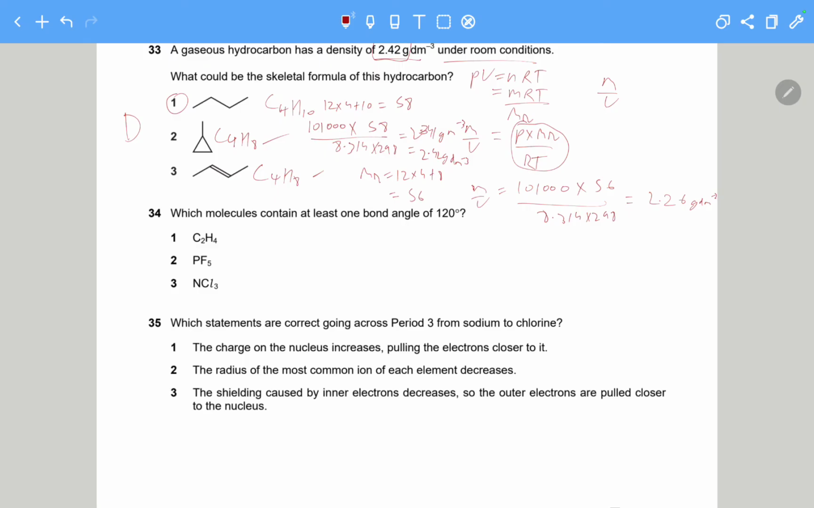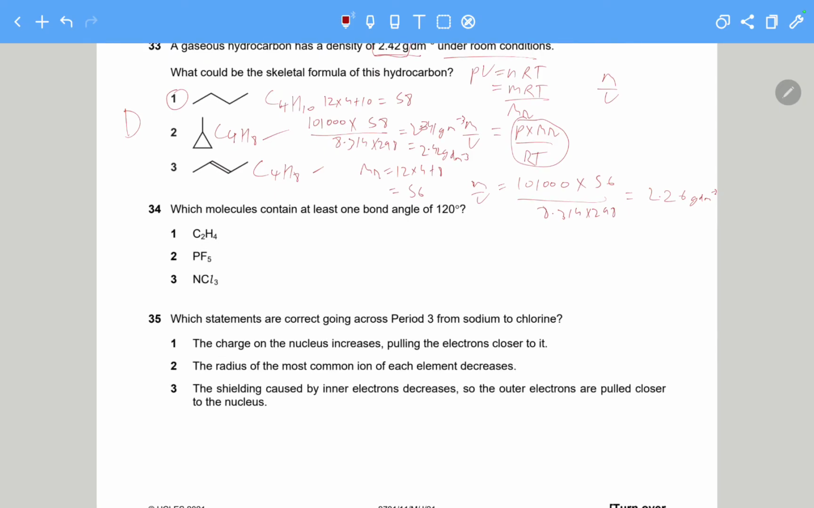Then which molecules contain at least one bond angle of 120 degrees? C2H4, alkene, sp2 hybridized carbon atom, definitely 120 degrees. PF5, draw it out, always draw it out to avoid confusion. So we have two axial fluorines and three equatorial fluorines. And these equatorial fluorines will have a bond angle of 120 degrees because it's a trigonal bipyramidal shape. 120 degrees in the equatorial plane, and this will be correct. And then NCl3 is trigonal pyramidal. The bond angles will be 107 degrees, not 120 degrees. So this is wrong. Correct answer is B.